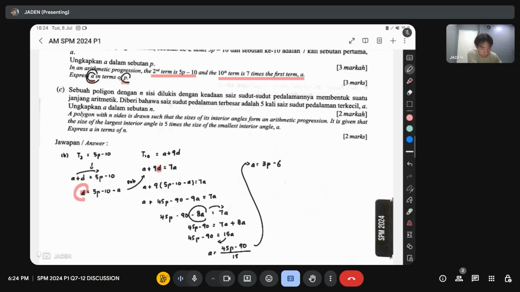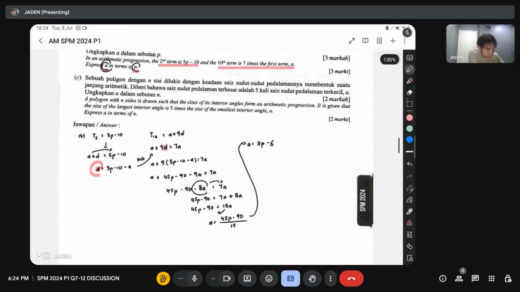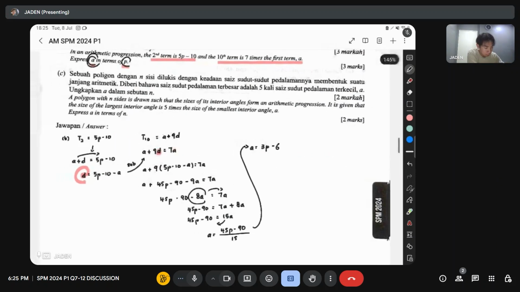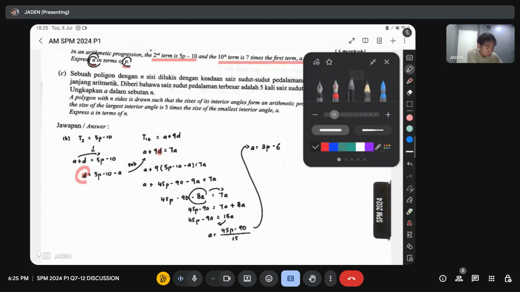All right, 3 marks. Now, students, you may write down the solution right here before I move on to question C. Please take your time to write it down.